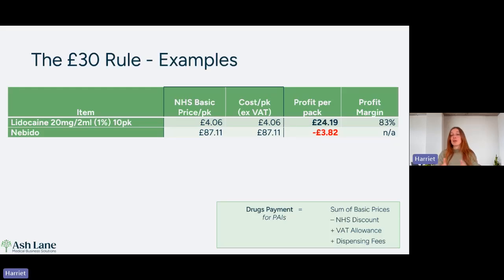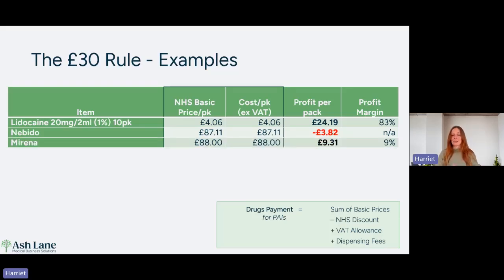If we were to look at Mirenas, Mirenas have a basic price of £88 and you can purchase them for £88. So the assumption would be it's also loss-making in the same way as Ellaone. However, that's not the case. The reason is that for contraceptives you only pay 5% VAT, but you get the full 20% VAT allowance back when you're reimbursed. So when you're looking at things like coils and Nexplanon, you are receiving around a £9 profit for those. So just something to bear in mind.